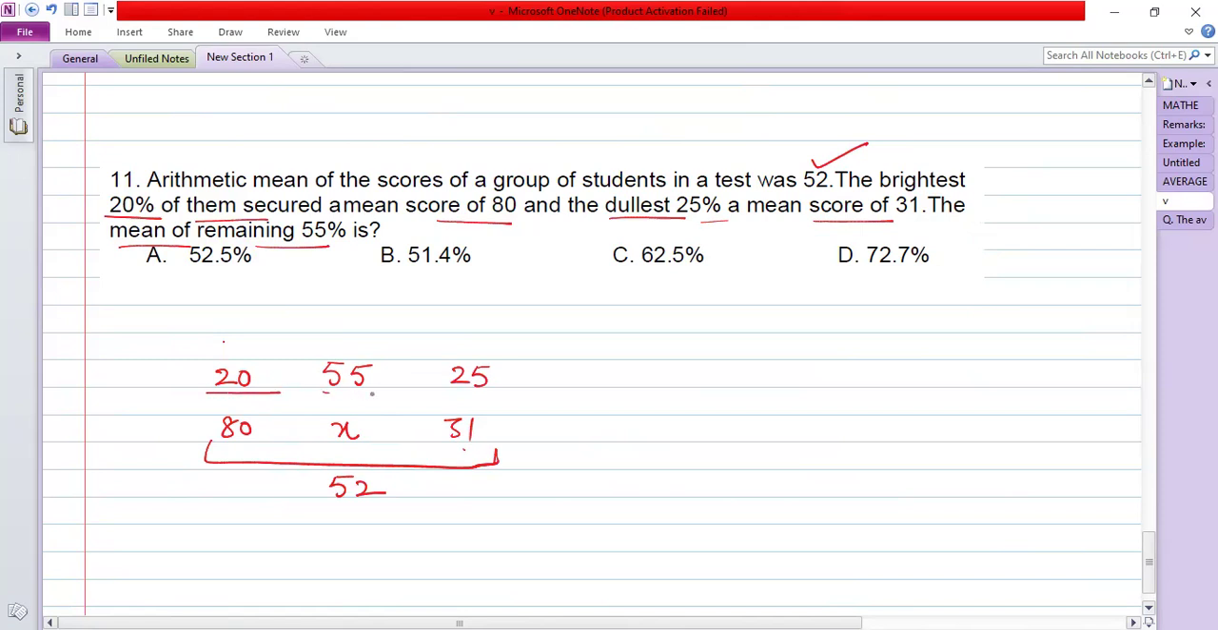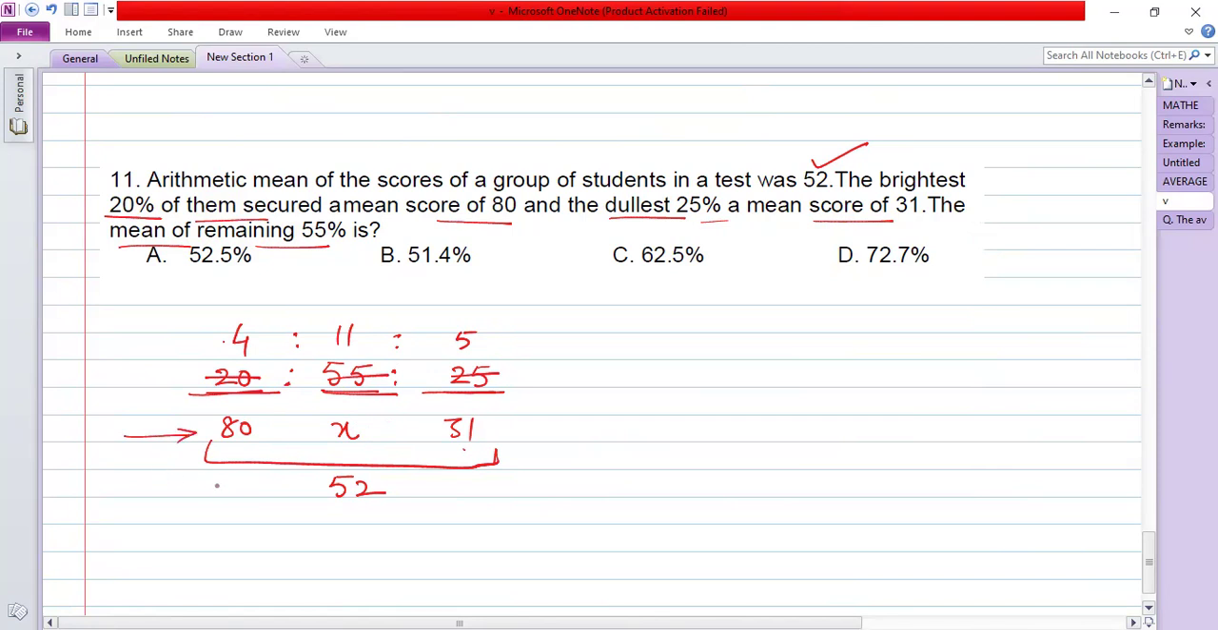Now here, this is the ratio of the students, and we can bring it down. We can write 4 here: 4, 11, and 5. To have an easier calculation, I am cancelling out the common factor among the number of students. This 20, 55, 25 is the ratio in the number of students whose average is this.